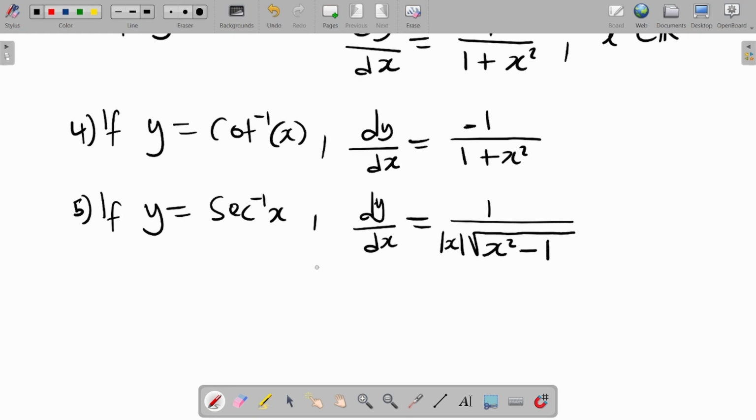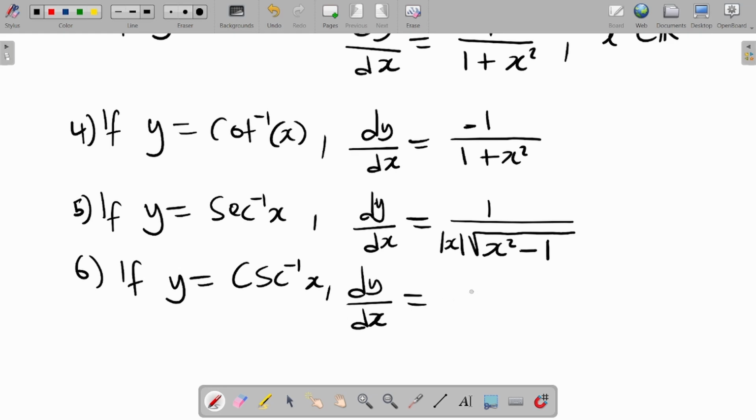Let's also now talk about number 6. If y is equal to cosec inverse of x, then dy over dx will be given by negative 1 over, just like sec, the absolute value of x times the square root of x squared minus 1.